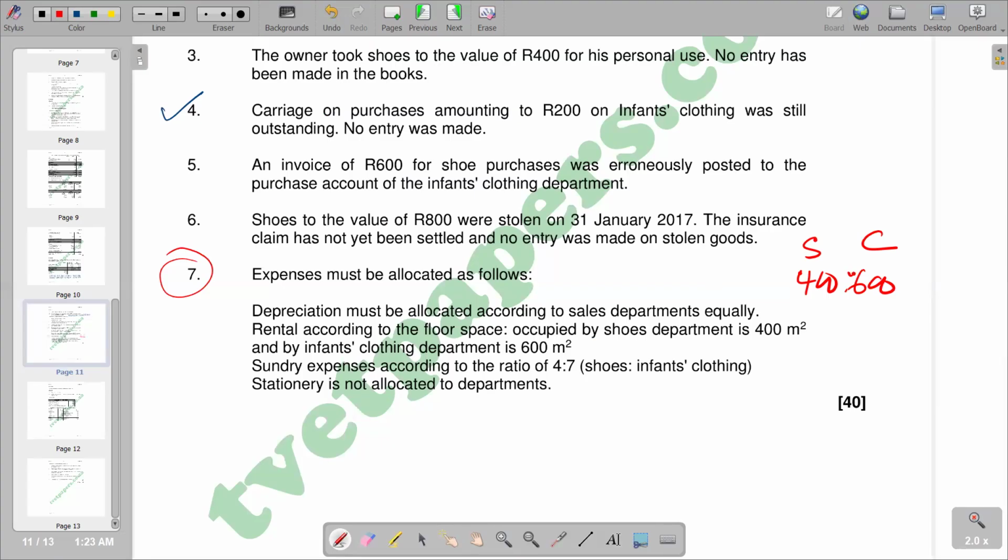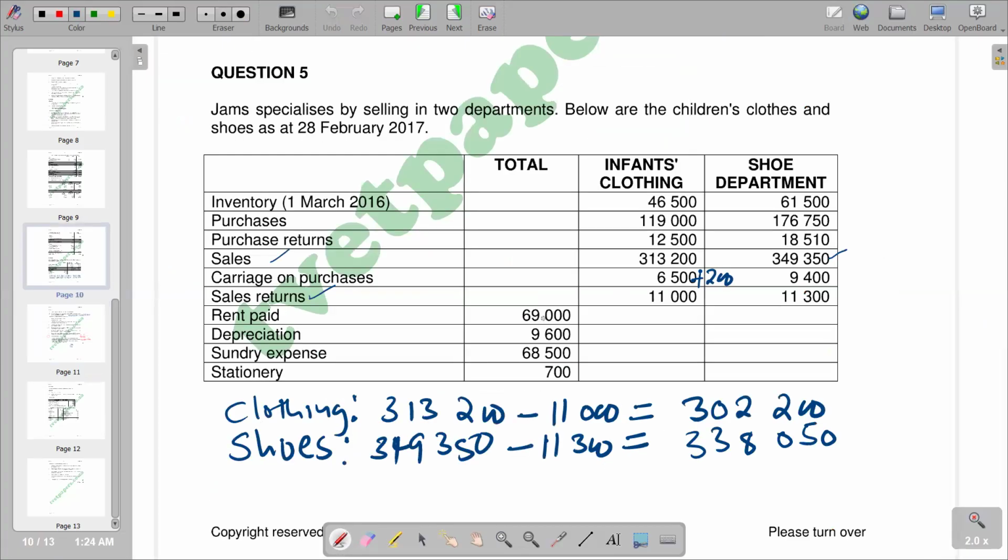So obviously we add the two figures, 400 and 600, and the total becomes the denominator, which gives us 1,000. So in the calculation, for the shoes, we have 400. So we're going to say 400 over 1,000, which is the total, and then we multiply by the figure for rent, which is 69,000.